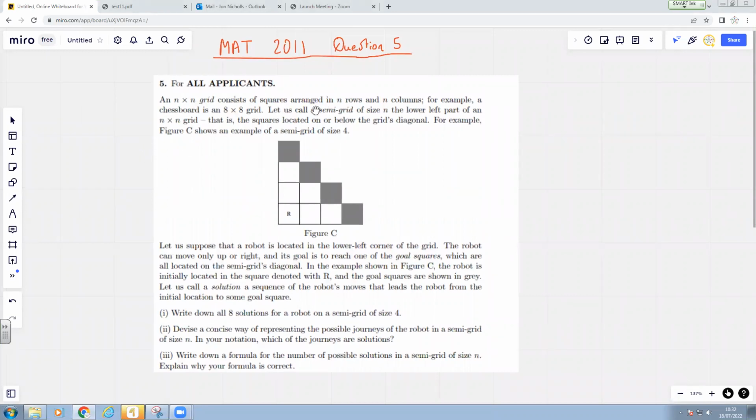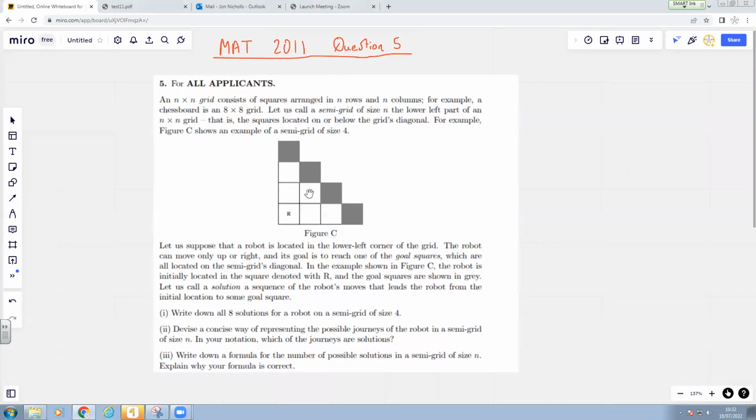This one was Math 2011 question five. I believe it's the question fives which tend to be less of a feeling of a pure math question and more, here's a completely unfamiliar context. Can you apply the correct mathematics in this context? And we've got a funny little quirky robot who can only move up.